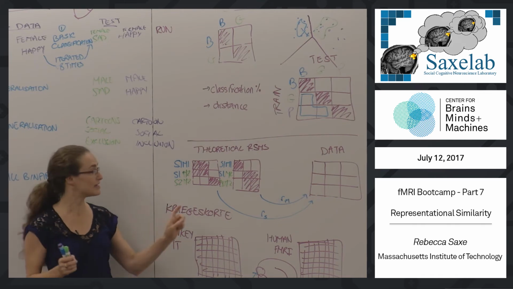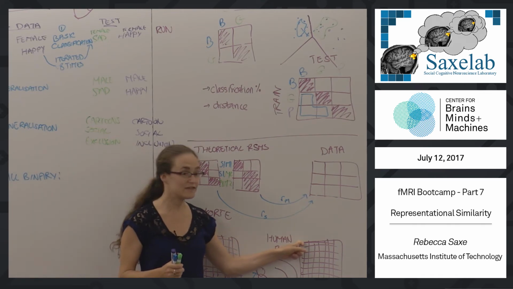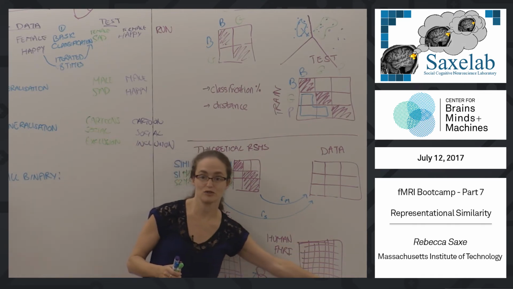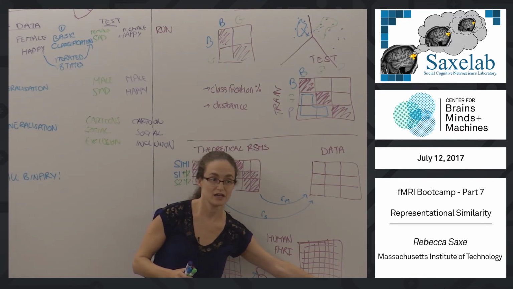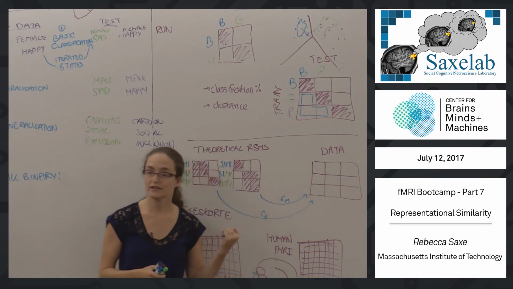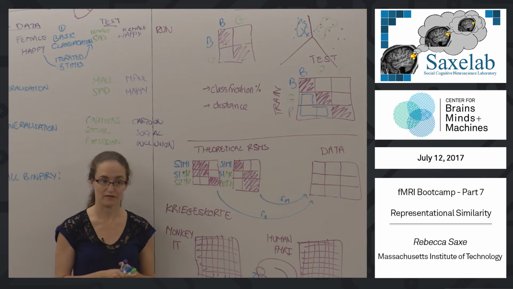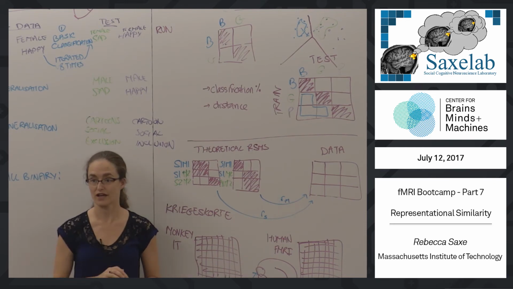And so this is the key idea of an RDM, that even though in many different regions you can classify above chance, you can try to diagnose why you can classify above chance by looking at the structure of the similarities in the off diagonals.